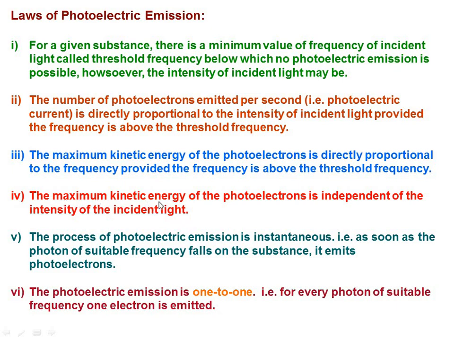Okay, the maximum kinetic energy of the photoelectrons is independent of the intensity of incident light. What do you mean by maximum kinetic energy? Stopping potential. That's it, right? Just now we have seen that stopping potential is independent of the intensity of incident light. We have already seen this, keeping the intensity constant there.